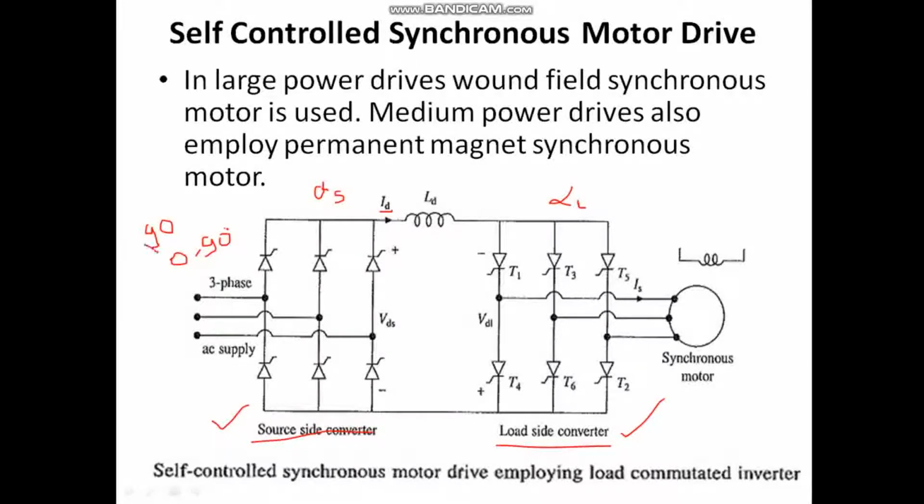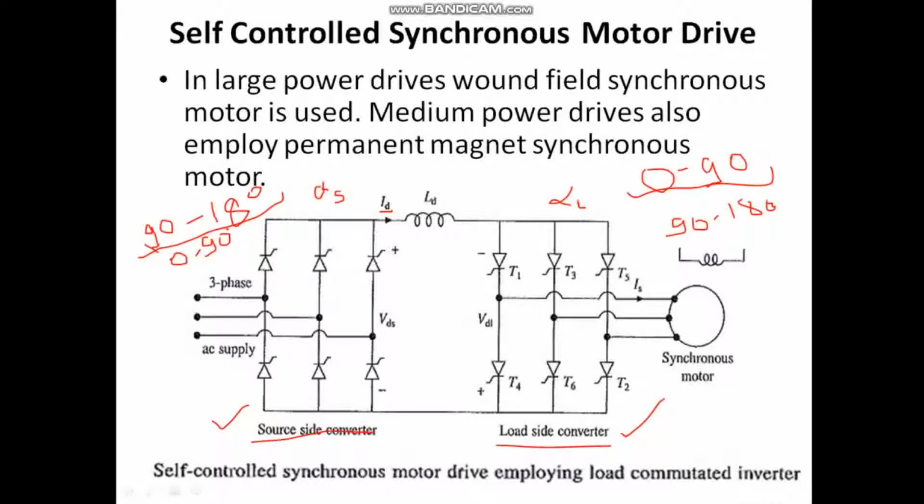Similarly, I need to see alpha L when it varies from 0 to 90 and 90 to 180. So when my firing angle is between 90 to 180, what happens? When alpha S is between 90 to 180 and alpha L is also between 90 to 180.